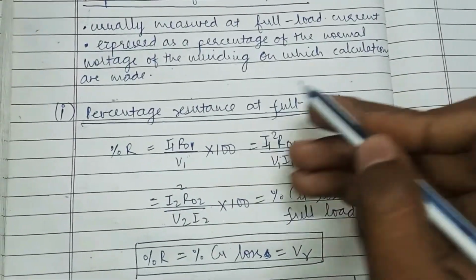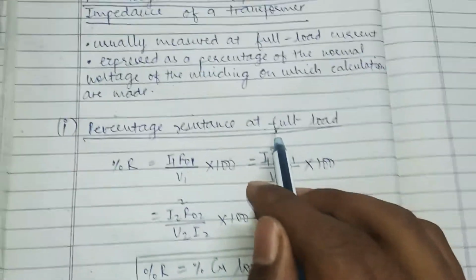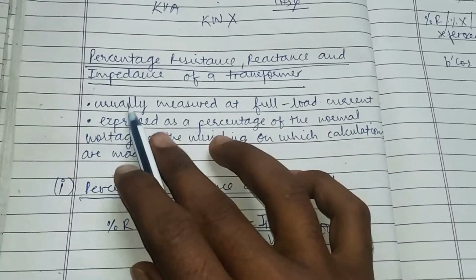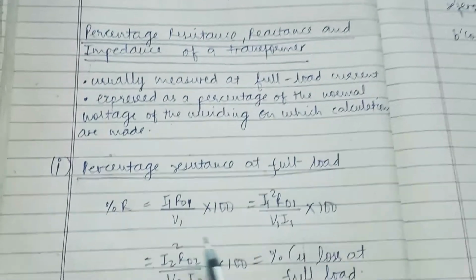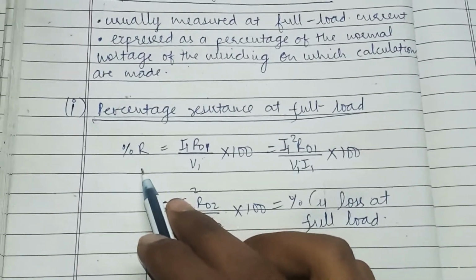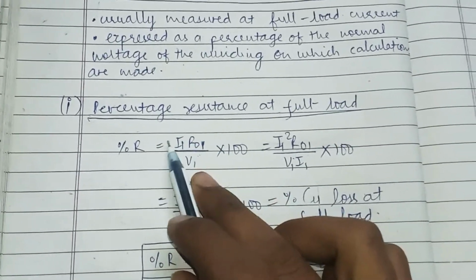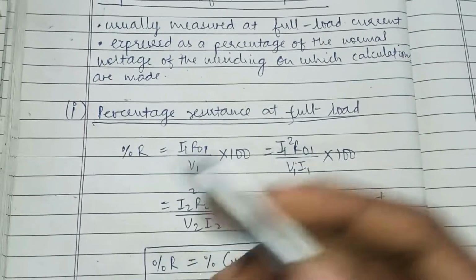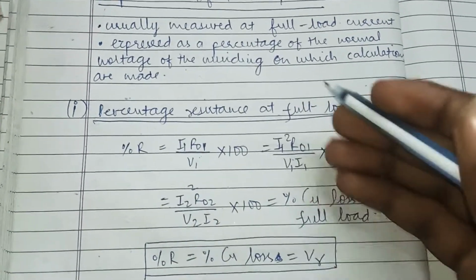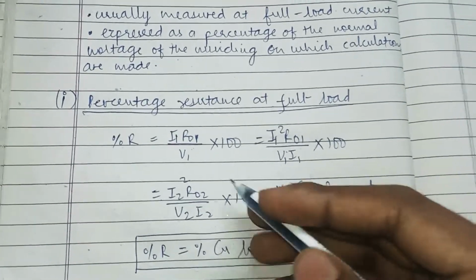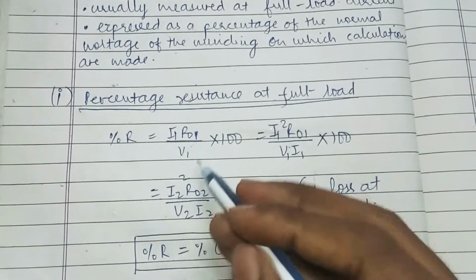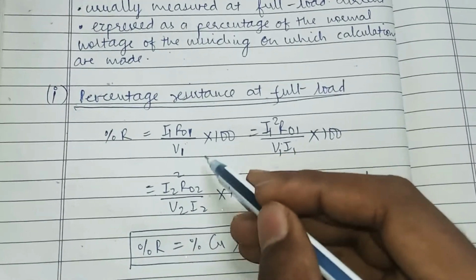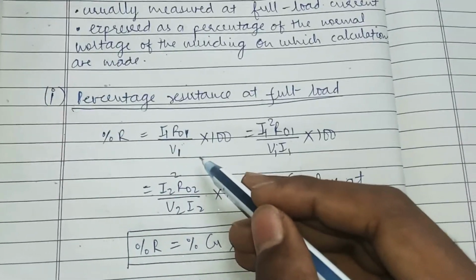We will study step by step the percentage resistance at full load, percentage reactance at full load, and similarly the impedance at full load of a transformer. So what is percentage resistance? It is the voltage drop at the equivalent resistance referred to the primary winding, divided by the total voltage supplied, multiplied by 100. We can take either the primary or secondary winding, but in our study we will take the primary winding.